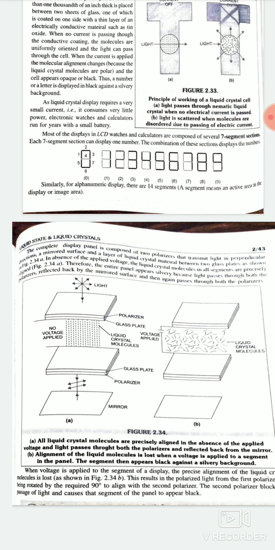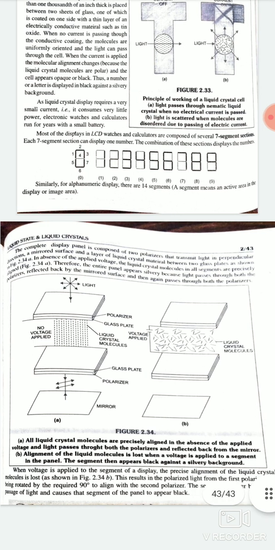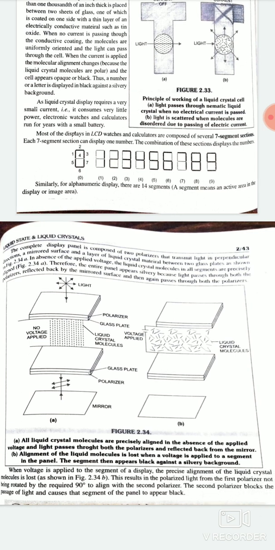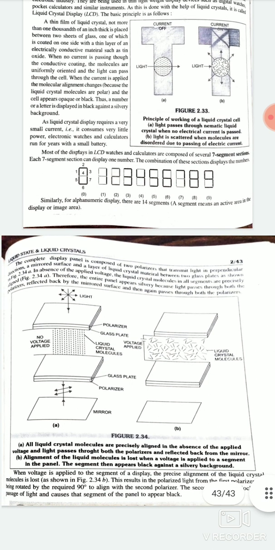When voltage is applied to a segment of a display, the precise alignment of the liquid crystal molecules is lost. This results in the polarized light from the first polarizer not being rotated by the required 90 degrees to align with the second polarizer. The second polarizer blocks the passage of light and causes that segment of the panel to appear black.